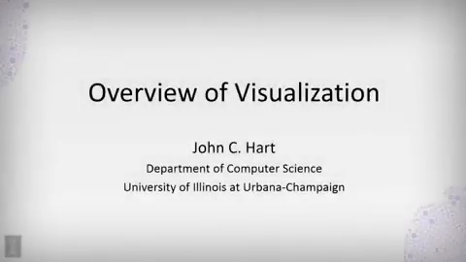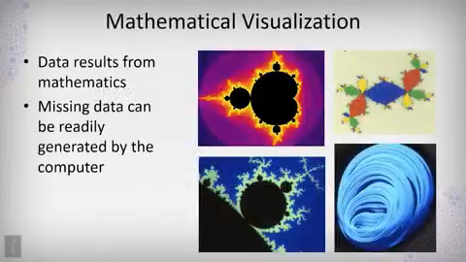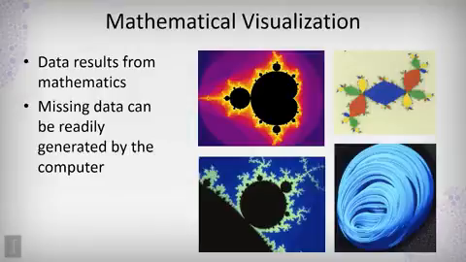So at this point, I think it's good to basically do an overview of the different kinds of visualization that there are. For example, there's mathematical visualization. This is the visualization of data generated from a mathematical equation that's readily available just by running a computer program to generate the data. A good example of this is the Mandelbrot set here, this black object.